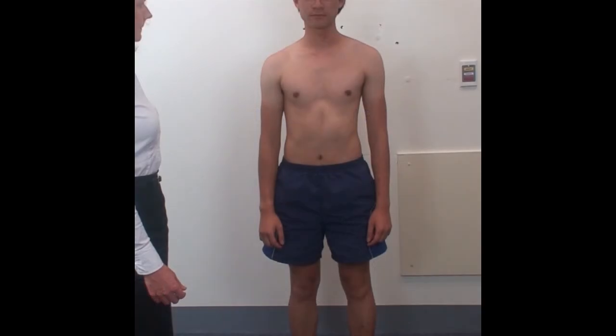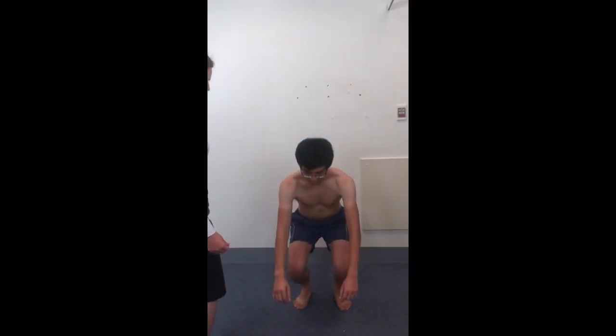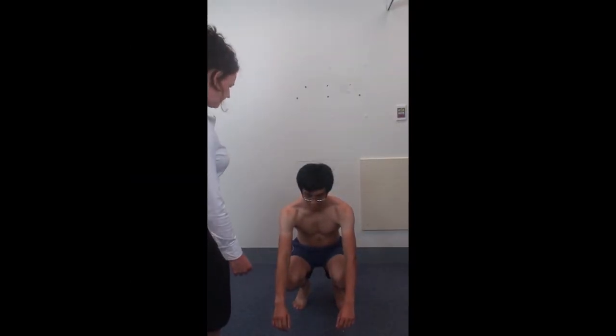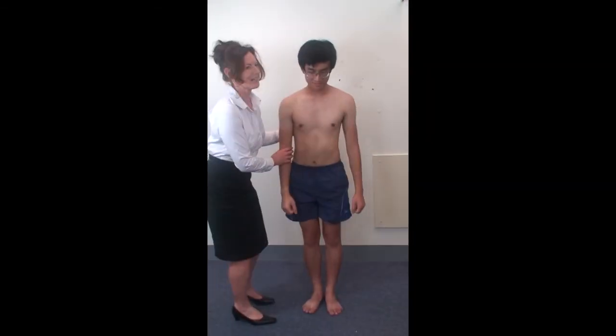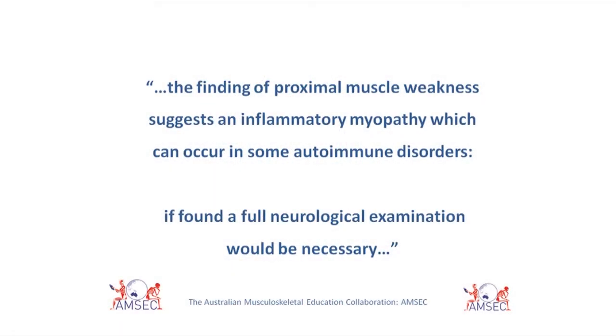To examine for any evidence of weakness in the lower limbs, ask the patient to squat down to the floor and, without touching the floor, rise from a squat. Stand to the side of the patient, ready to give support if needed. The finding of proximal muscle weakness suggests an inflammatory myopathy, which can occur in some autoimmune disorders. If found, a full neurological examination would be necessary.